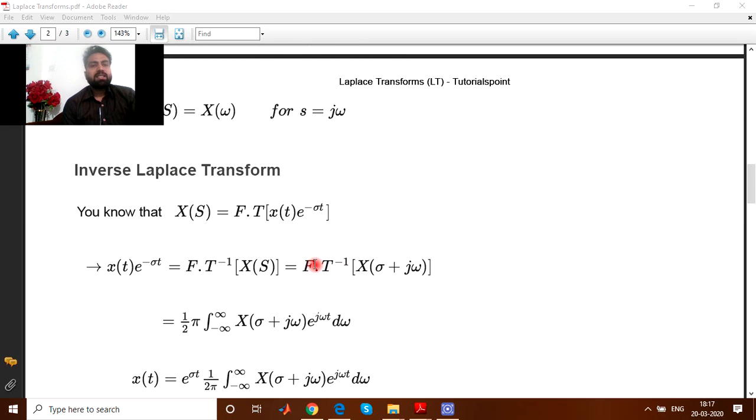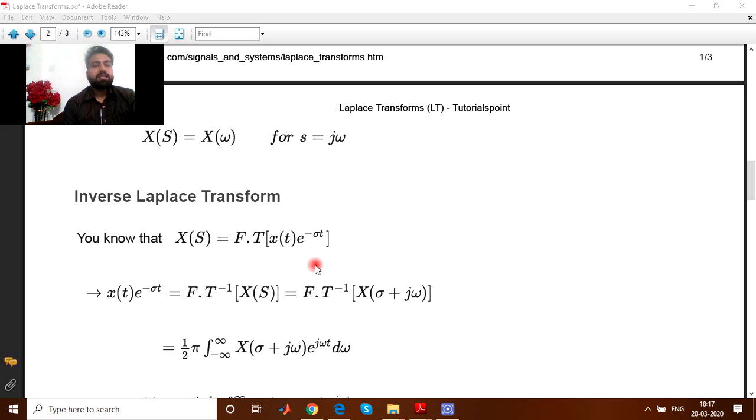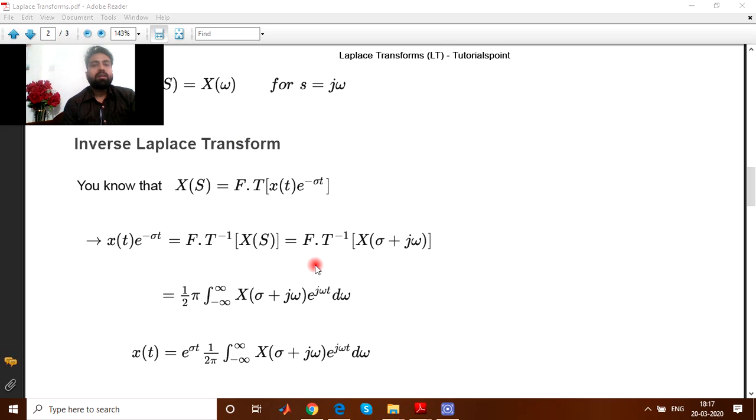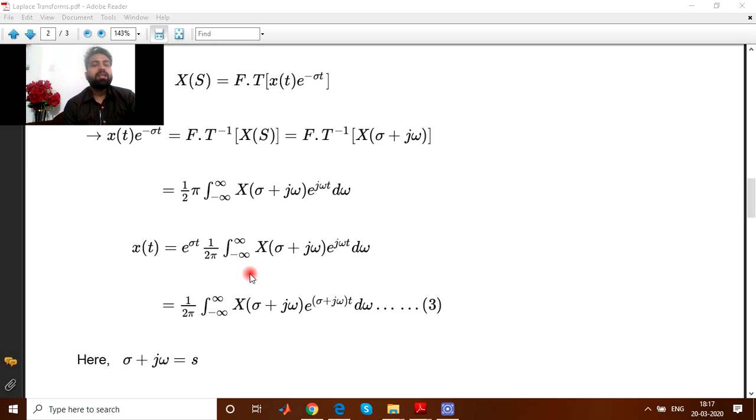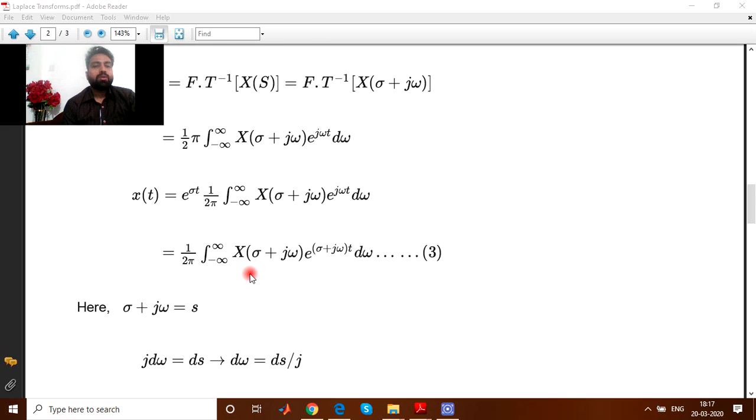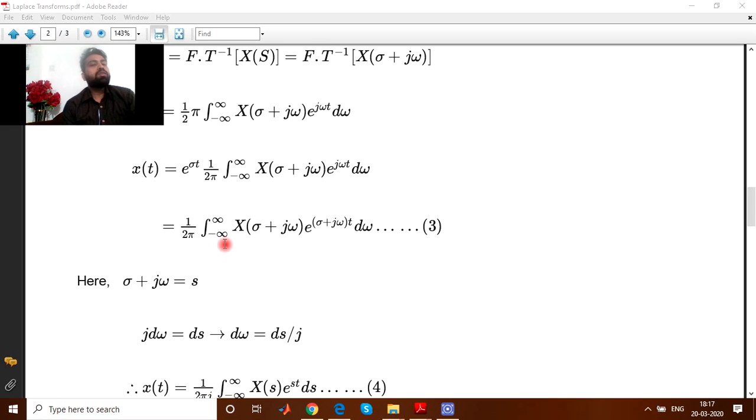This X(s) is represented as a signal X(s) equals X(jω), for s equals jω. Similarly, one can have the inverse Laplace transform with the help of these equations. The inverse Laplace transform can be represented as x(t) equals 1 upon 2π, integral from minus infinity to plus infinity, X(σ plus jω) e raised to the power (σ plus jω)t dω.